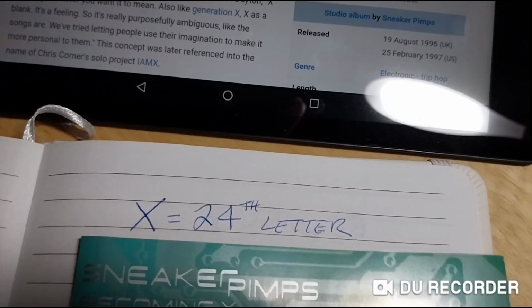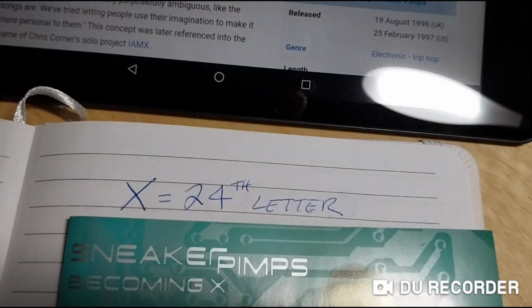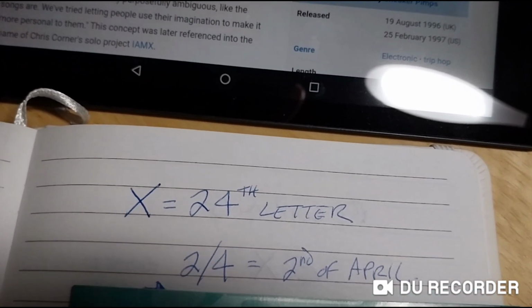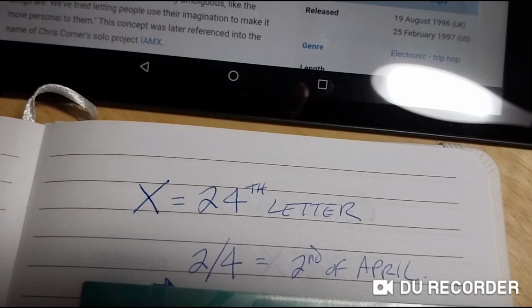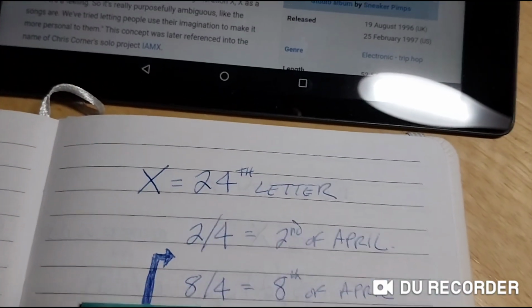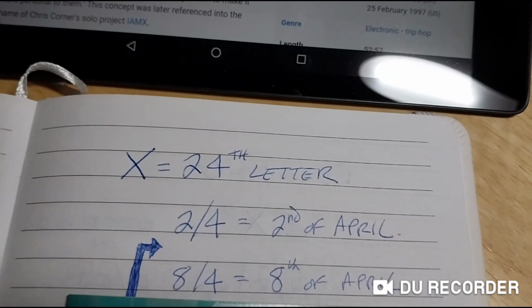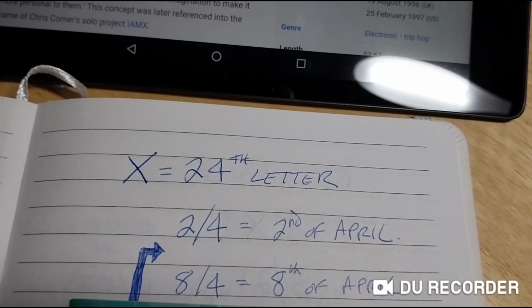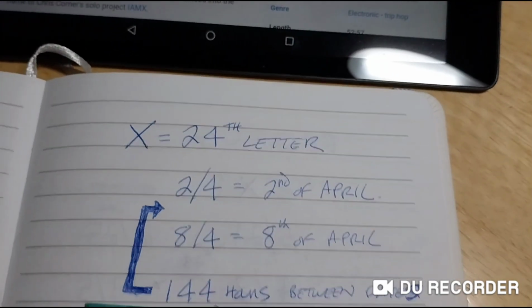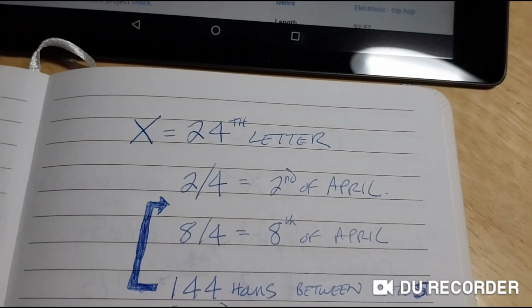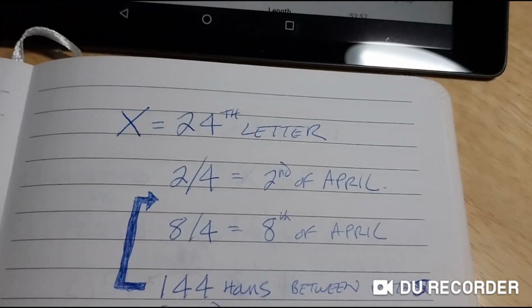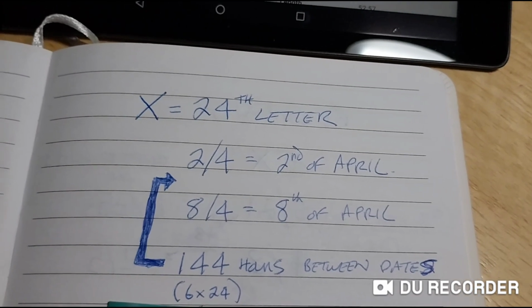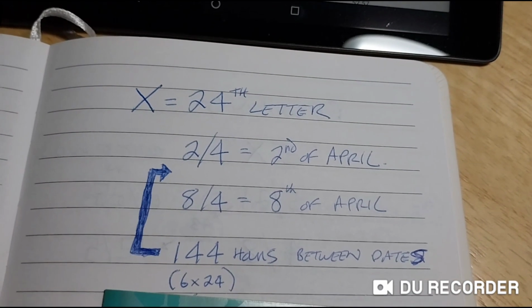Okay, so we've got X being the 24th letter, 24 being the 2nd of April. And then we've got the 8-4 for the 8th of April for the eclipse date, the Becoming X date. That's a difference of 144 hours between those two dates. That's 6 times 24. 6 days, 24 hours.